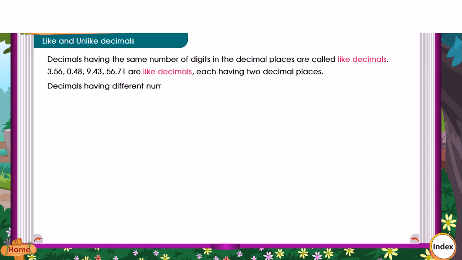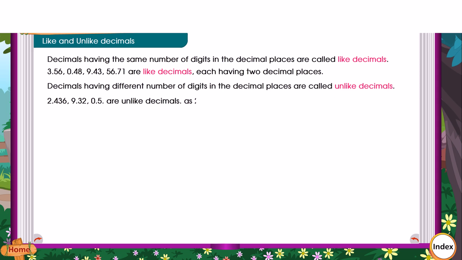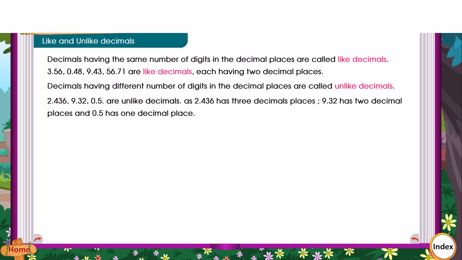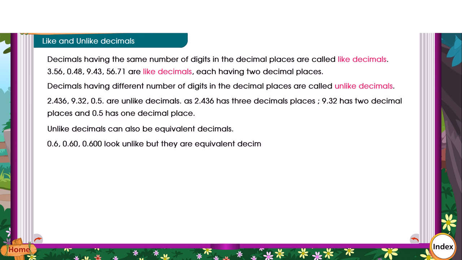Decimals having different number of digits in the decimal places are called unlike decimals. 2.436, 9.32, 0.5 are unlike decimals, as 2.436 has 3 decimal places, 9.32 has 2 decimal places, and 0.5 has 1 decimal place. Unlike decimals can also be equivalent decimals. 0.6, 0.60, 0.600 look unlike, but they are equivalent decimals. Why?